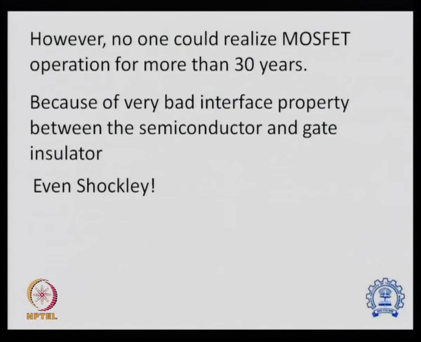Please remember that in 1925 to 33, twice there was research done on MOSFET, including Shockley, who was actually working on MOSFET, and Shockley had a legal fight with many people saying that MOSFET was his concept. Unfortunately, Bell Lab did not file a patent in the name of Shockley, otherwise probably this would not have happened. Shockley of course, always had a brighter idea than most people of his time, so nothing that he could not think. Because of very bad interface property then between semiconductor and the gate insulator, MOSFET could not be realized till 1960. And I always say, even Shockley could not make it, in spite of all the intelligence he thinks he had.